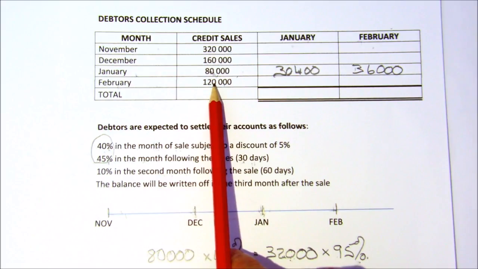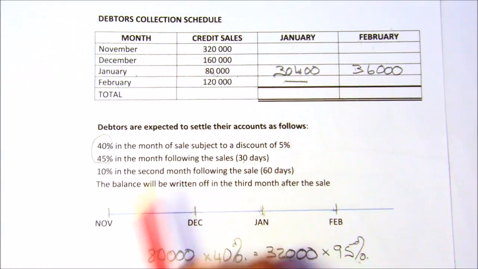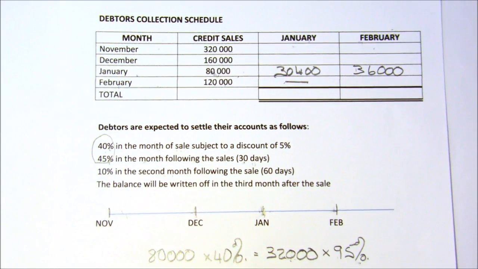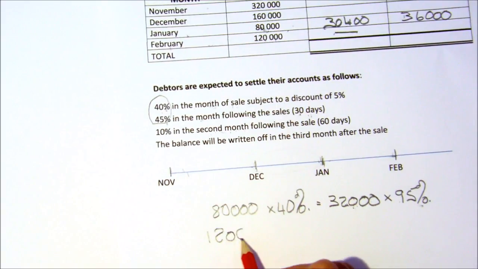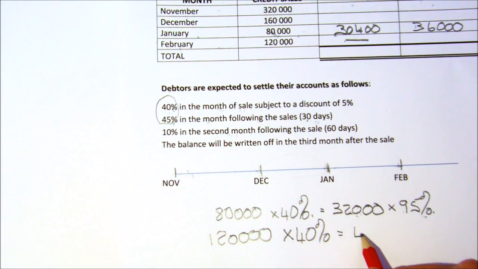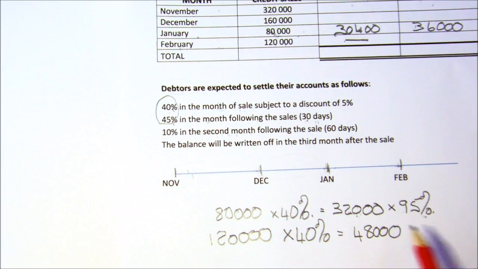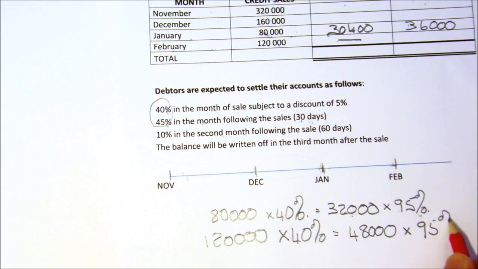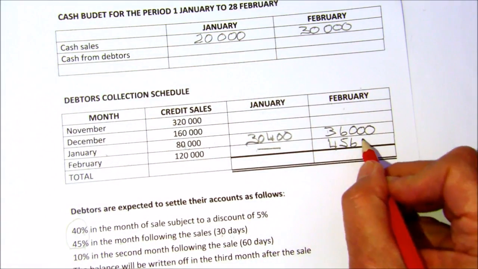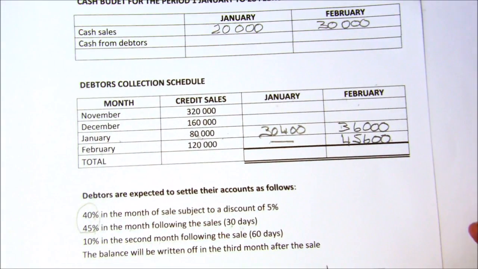Right, let's look at our February. We sold 120,000 on credit. We obviously cannot get any money in January. We're not going to get money before we sold. But again, so the 120,000 there, 40% of those people will be paying, which will give me 48,000. Then a second tier times 95%, and that means I will be getting in 45,600. Right. And then thereafter, the rest of it would come in, but we're not working beyond February.